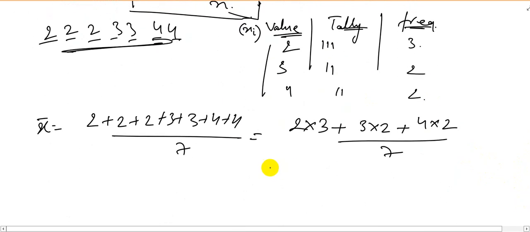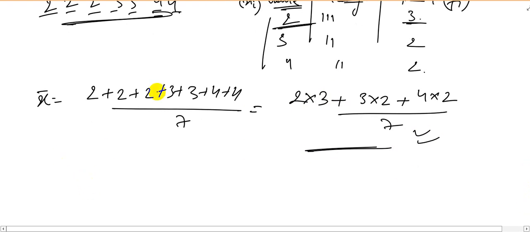So we can write fi. What is the frequency? Let us take the fi for the ith value. For the first value the frequency is 3, so we can just write it as f1 x1 for the first value, and again that formula is the summation of fi into xi upon the number of values, right? So this is also, I think, clear and revised. Let's move ahead.